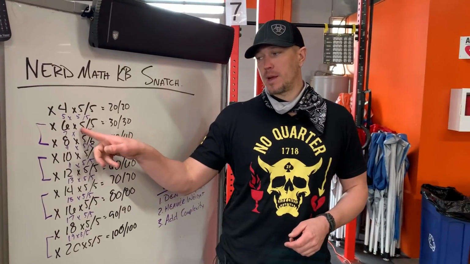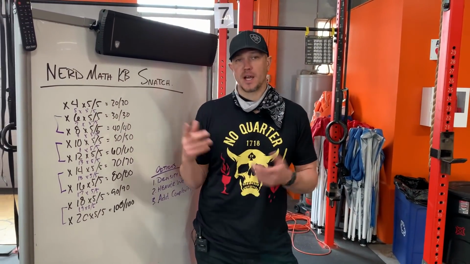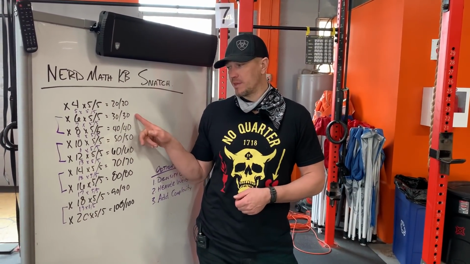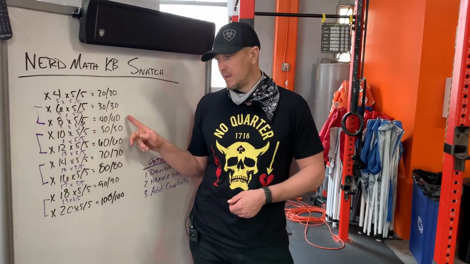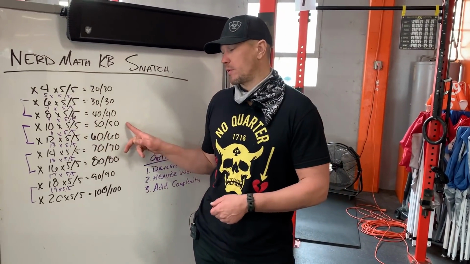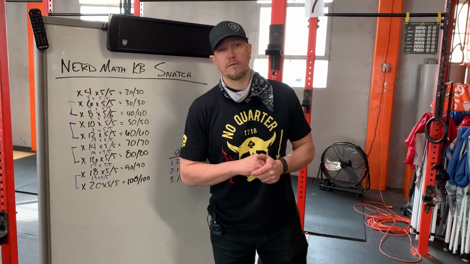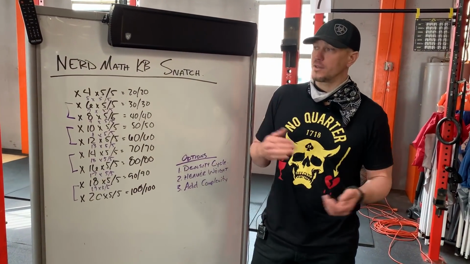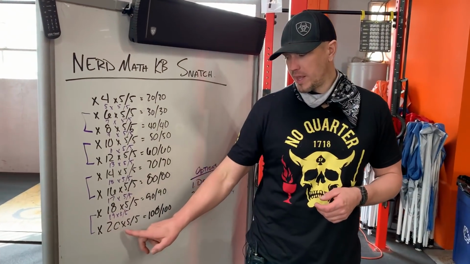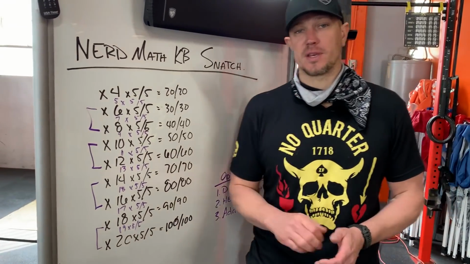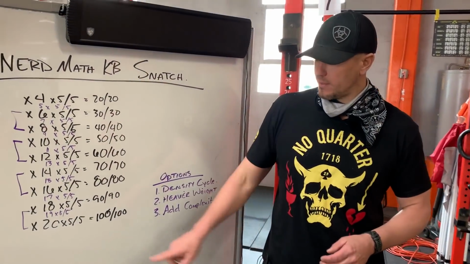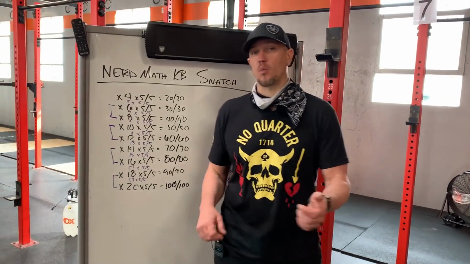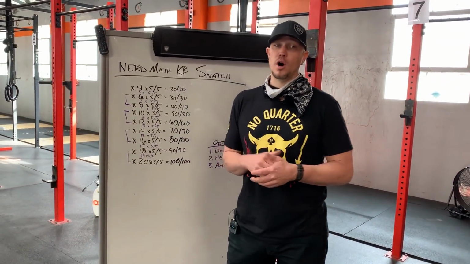So 6 sets times 5 is 30 reps on each side, which would take us from 40 reps to 60 reps. When we go to 8 sets, we would get 80. When we get 10 sets, we would get 100. Our total volume goal for snatches tends to be around 20 sets of 5. This is just an introductory goal. 20 sets of 5 is 100 reps on the left and 100 reps on the right, which is 200 reps.